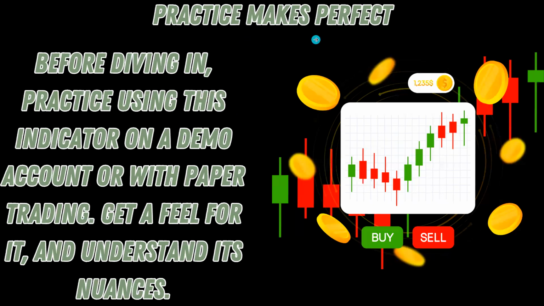Now, practice makes perfect. So before diving in, you want to practice using this indicator on a demo account or with paper trading, get a feel for it and understand its nuances. Every single stock is going to perform differently, especially relative to the standard deviation channel. Not all of them are going to look exactly the same, and different time frames are going to respond differently to the indicator as well. We'll actually go over to TradingView real quick now.